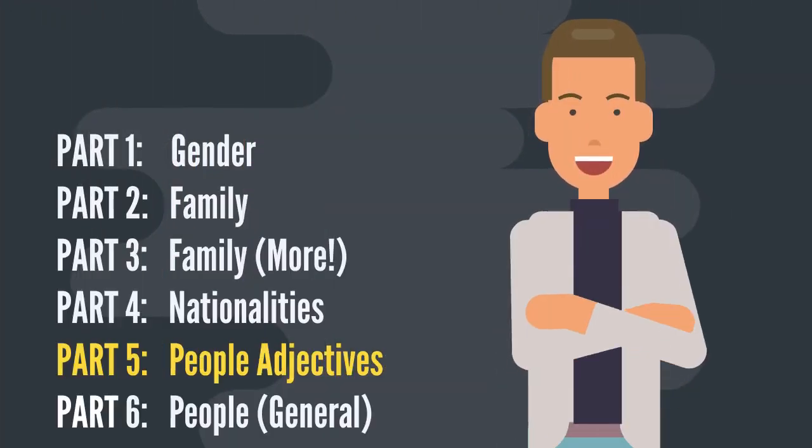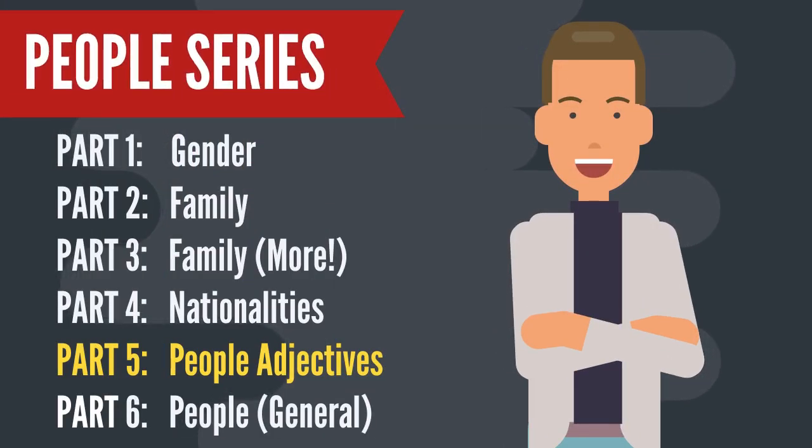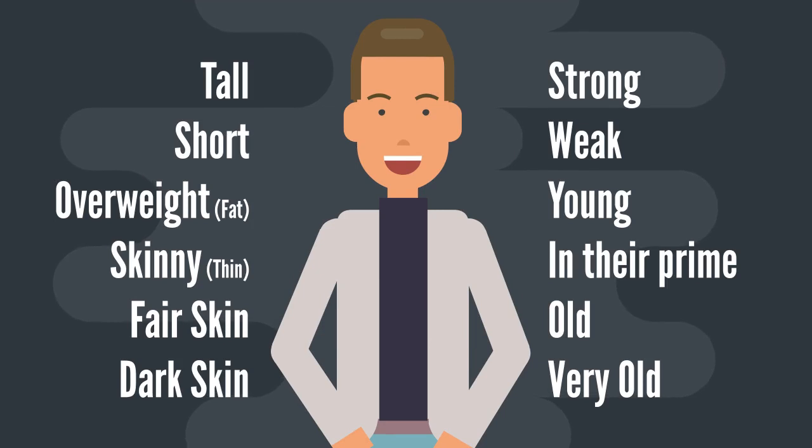Yalla. In this series, we covered gender, family, nationalities, and now we're diving into people adjectives. We will be closing tomorrow with general terms. These are the words we're covering today: tall, short, overweight, or fat, skinny or thin, fair skin, dark skin, strong, weak, young, in their prime, old, and very old.